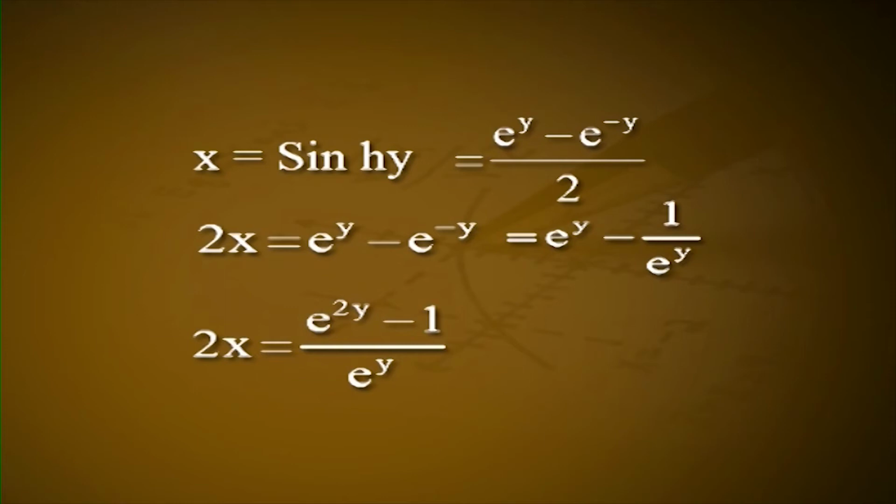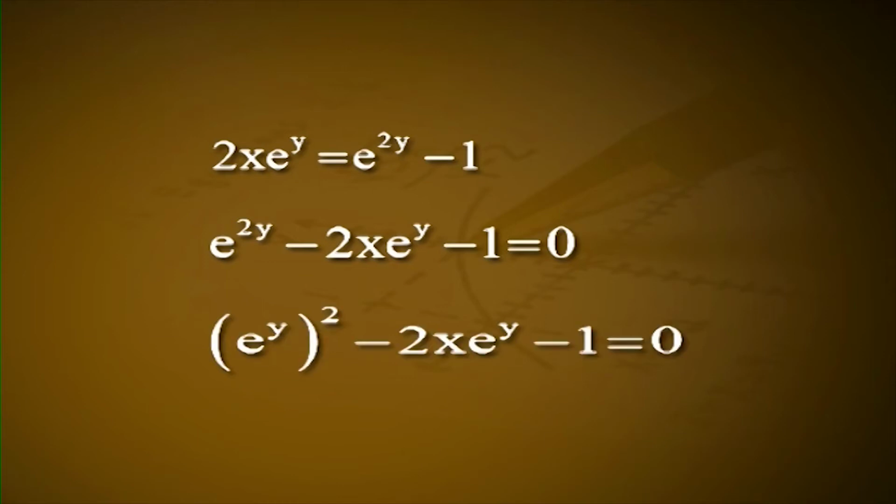Therefore, 2x is equal to (e^(2y) − 1)/e^y. 2x·e^y is equal to e^(2y) − 1. e^(2y) − 2x·e^y − 1 is equal to 0. (e^y)² − 2x·e^y − 1 is equal to 0. It is a quadratic equation in e^y.